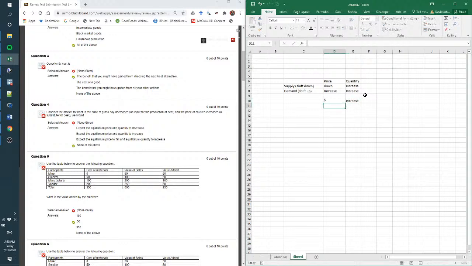All right, so we know, therefore, that quantity is going to increase, but price is going to be a question mark because we have these two opposing forces, and we don't know which one's going to dominate. So let's see if this matches up with any of our answers.